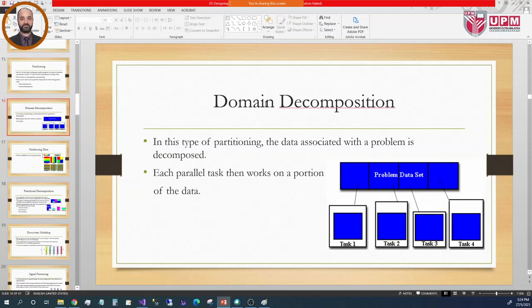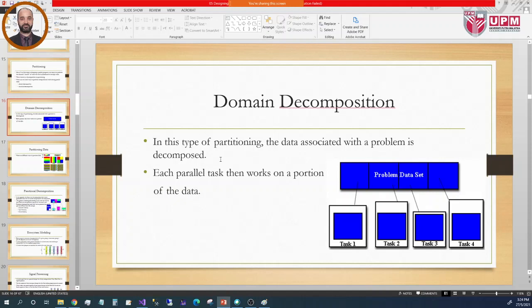Okay? So here, domain decomposition, or decomposition based on the domain. In this type of partitioning, the data associated with a problem is decomposed. So in this case, we try to separate or divide the data based on the problem. So for example, for the academic staff, we put their data as one chunk.